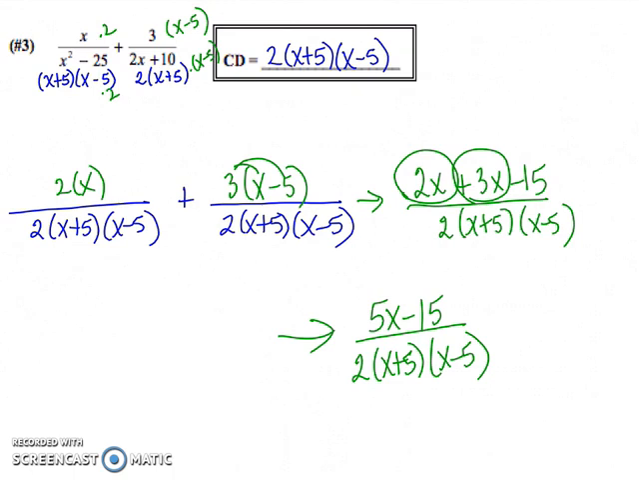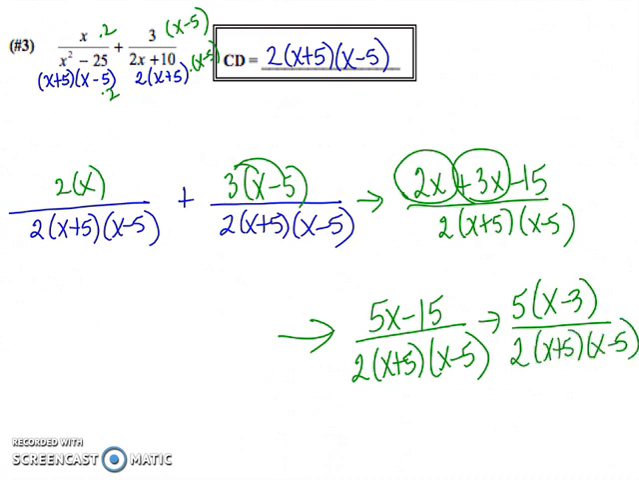And this is the first time since we've been doing these problems that we are actually able to factor our numerator a little bit. Now that we have our new numerator, there is a GCF that we can take out. We could take out a 5, and then we'd be left with 5 times x minus 3 over 2 times x plus 5 times x minus 5. Sometimes if you can factor your new numerator, you can do some reducing. But in this case, we don't have any families that are the same. So this will be our final answer.